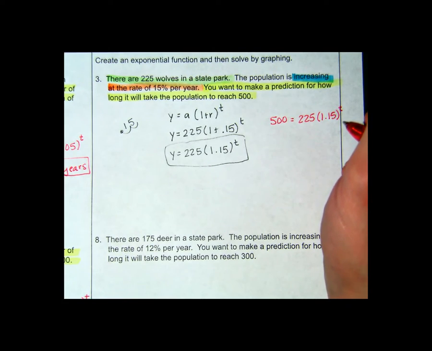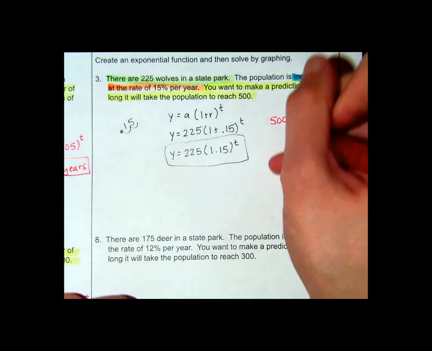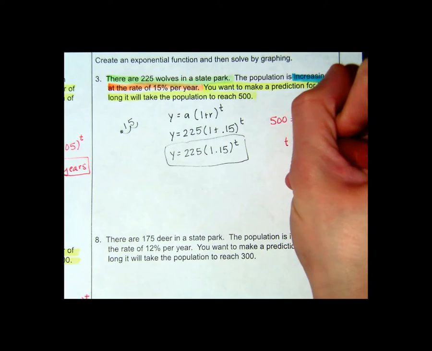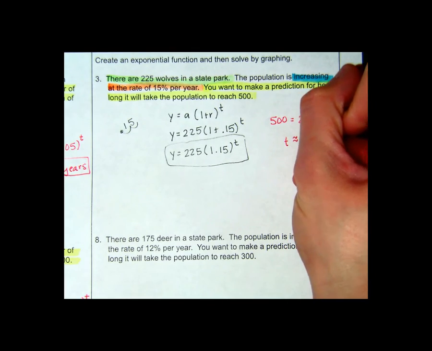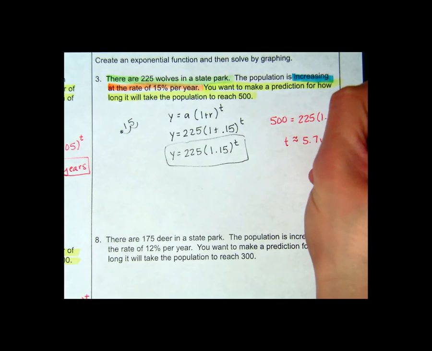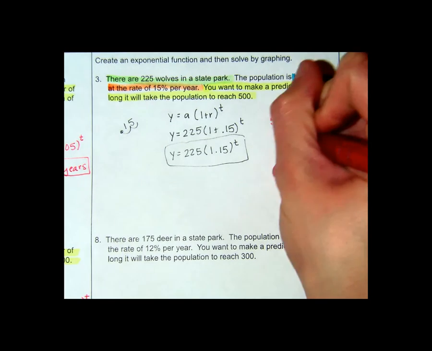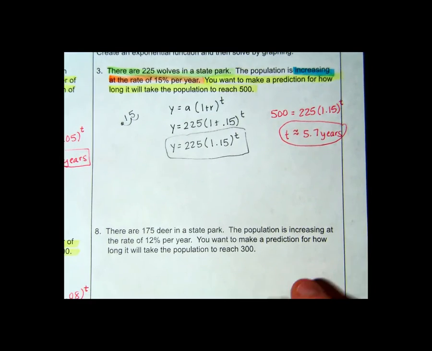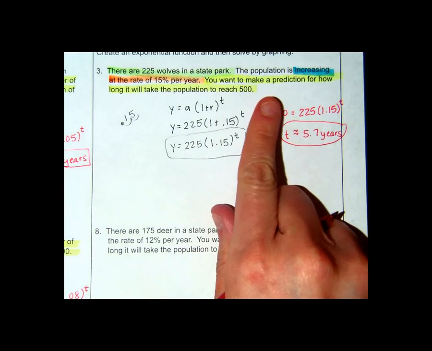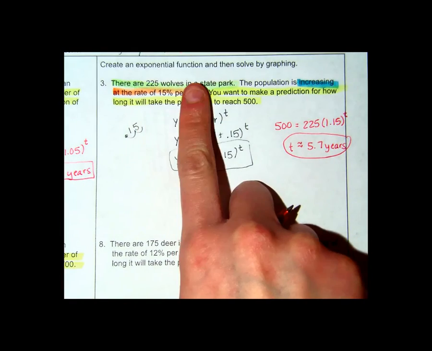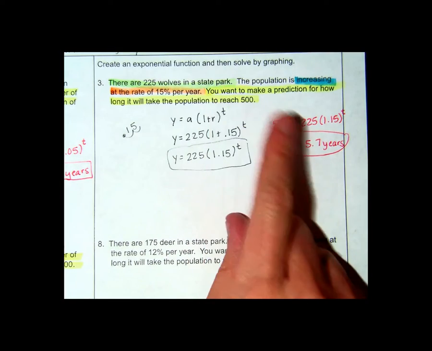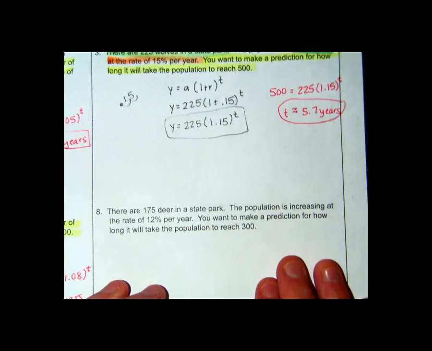Again, plug it in your calculator, see what you get. Make sure you get that t is approximately 5.7 years. There's the second solution. I need both because it says you want to make a prediction. It says create an exponential function here and solve here.